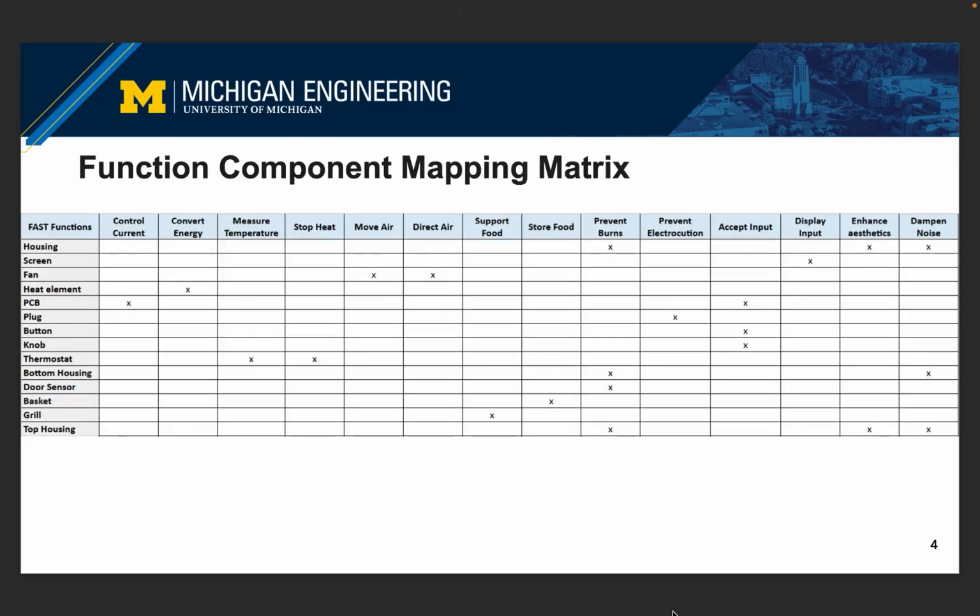For the function component mapping matrix, we have mapped each function to the components responsible for performing it. For example, the heating element generates heat, the fan circulates air, the thermostat controls temperature, and the PCB manages user inputs and system control. This mapping helps connect customer needs to physical components.